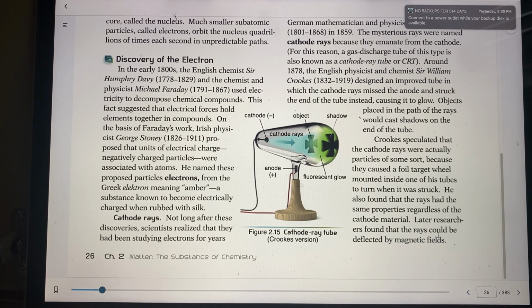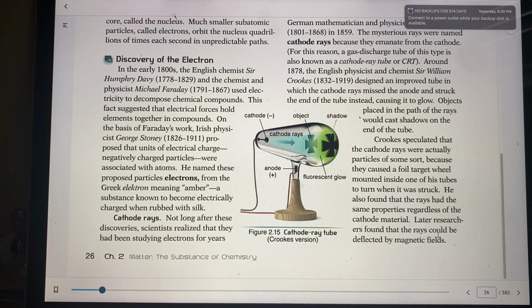These were discovered by Julius Plucker in 1859, and he basically called this tube the CRT. So you need to know about this on your test. What is the CRT? What is this tube? The cathode ray tube was where they actually found these atoms were behaving weirdly in an electrical way.